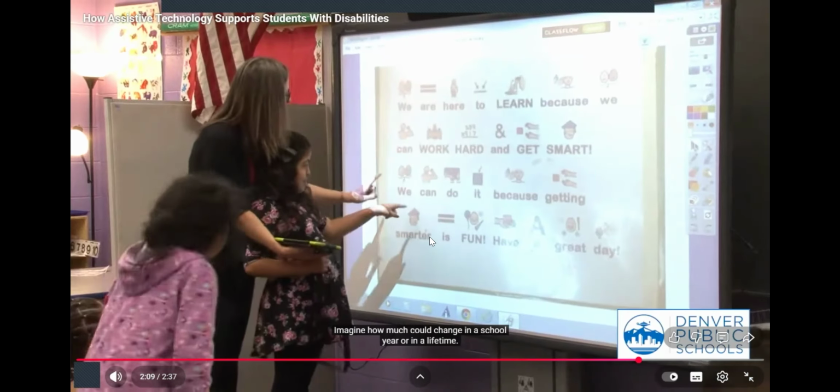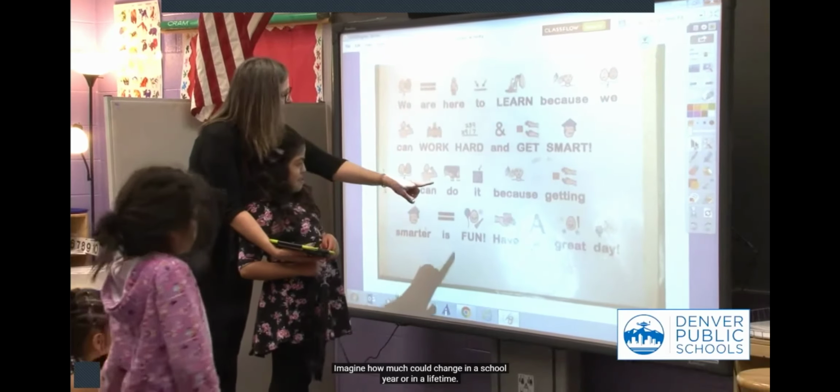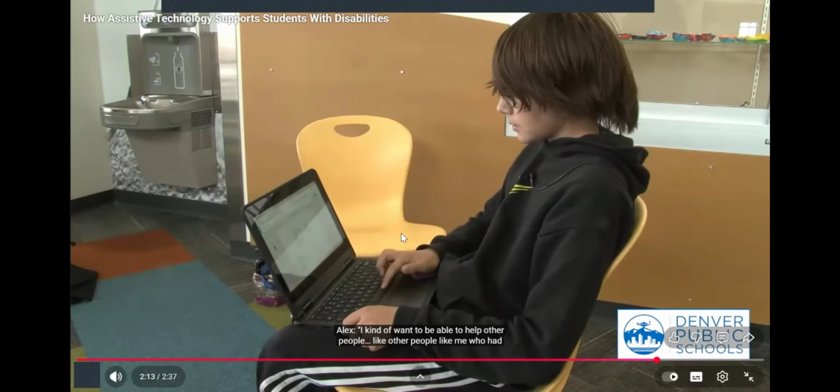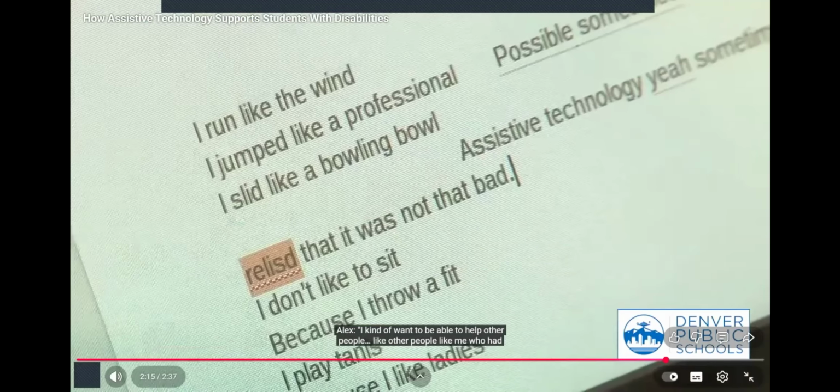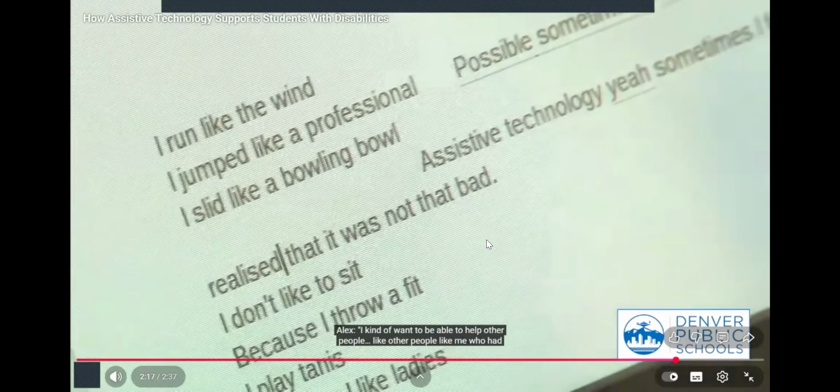Imagine how much could change in a school year or in a lifetime. I kind of want to be able to help other people, like other people like me who had to be held back and had learning disabilities. Sometimes it's simply stunning. I can't even begin to describe the feeling. I'm so proud of him. So very, very proud.